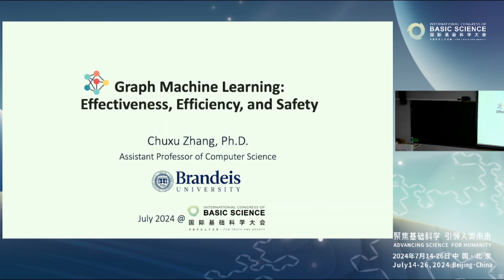He is a tenure track assistant professor in the Department of Computer Science at Brandeis University. His general research interest is on AI, machine learning, and data science. He has focused on developing effective, efficient, safe, and generative machine learning models and algorithms on graph data and multimodality data. He also applies machine learning to solve challenges in healthcare, social media science, and others. Today, Professor Zhang will be presenting on graph machine learning effectiveness, efficiency, and safety.